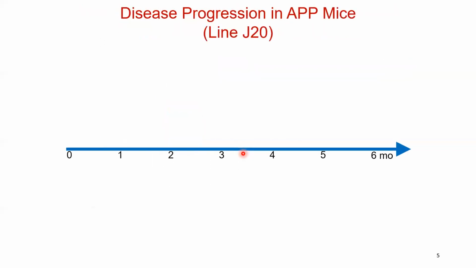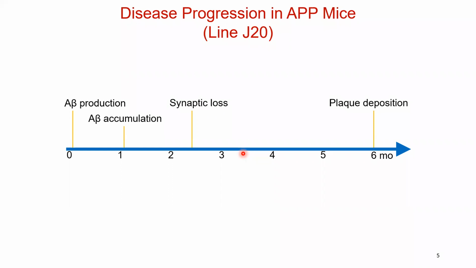My PI used to work for Dr. Lennart Mucke, who designed the J20 mouse line, and we've been using this mouse line for maybe a decade. This mouse line shows a faster progression of disease due to the double mutation, Swedish and Indiana, carrying the human mutant APP. This mouse line exhibits A-beta production from birth, at a measurable level from the age of 1 month, and you start seeing the plaque deposition at the age of 6 months. In between, there is synaptic loss at the age of 2 to 3 months and cognitive deficit by the age of 3 to 4 months.